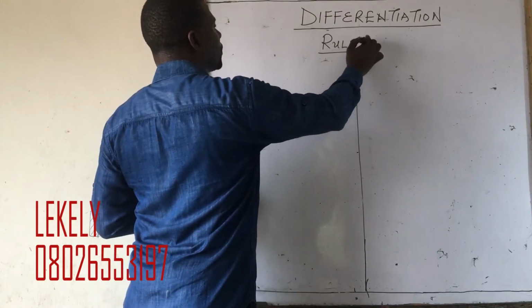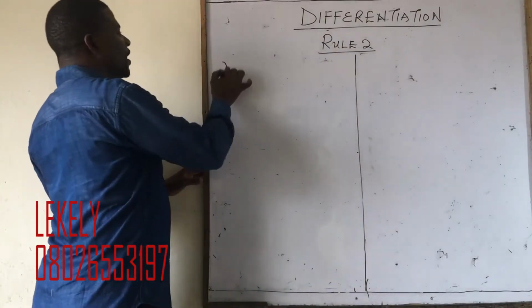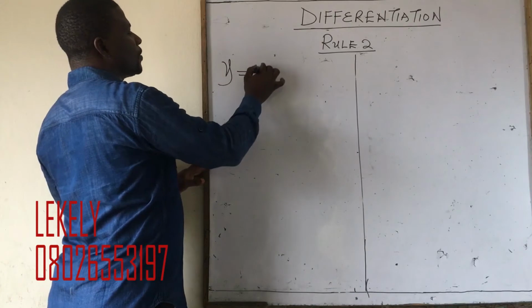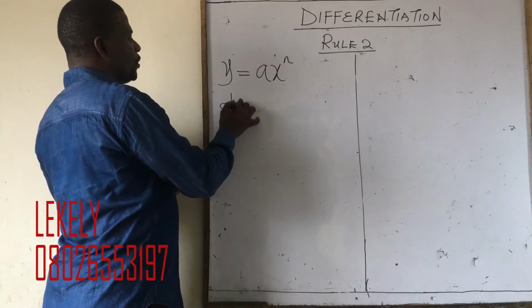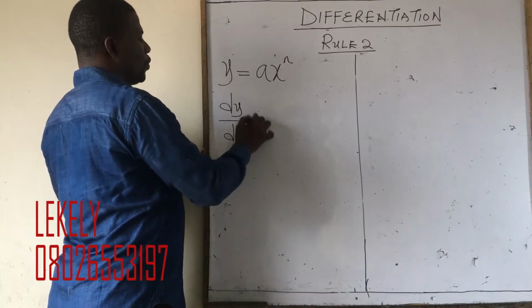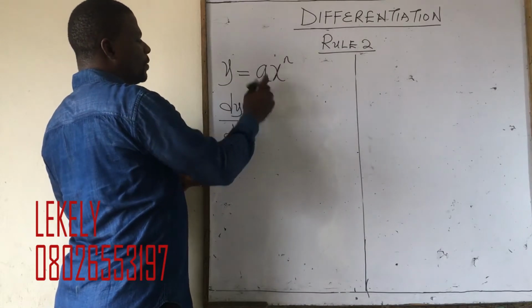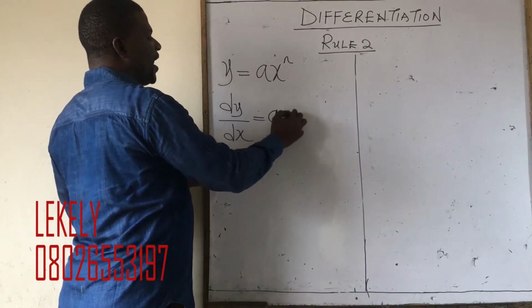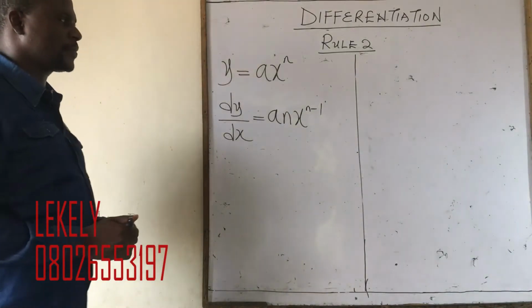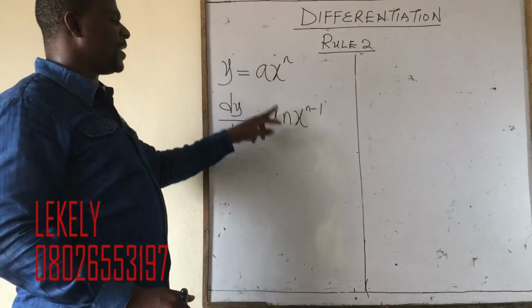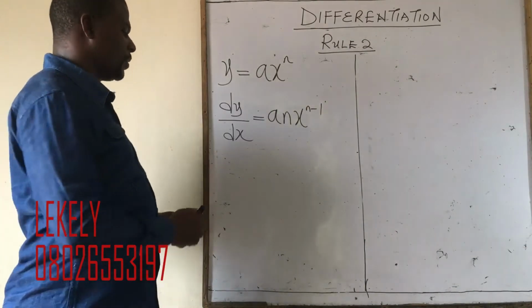Rule 2 now says if you have y equals ax raised to power n, so your dy dx will be equal to n will multiply the a. You have an x raised to power n minus 1. You see that? So n is multiplying the a, then you minus 1.